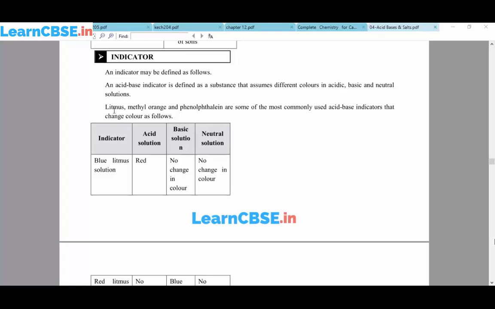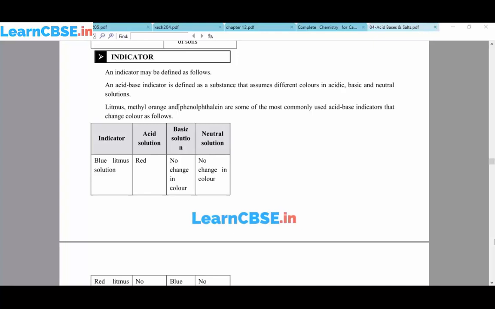So the litmus paper. What is meant by litmus? Litmus is derived from some plant material, so we call it litmus. This litmus will show different colors in acidic as well as basic solutions. We have two litmus: one is the red litmus, another is the blue litmus. If the red litmus turns blue, it means the solution is basic. If the blue litmus turns red, it is acidic.